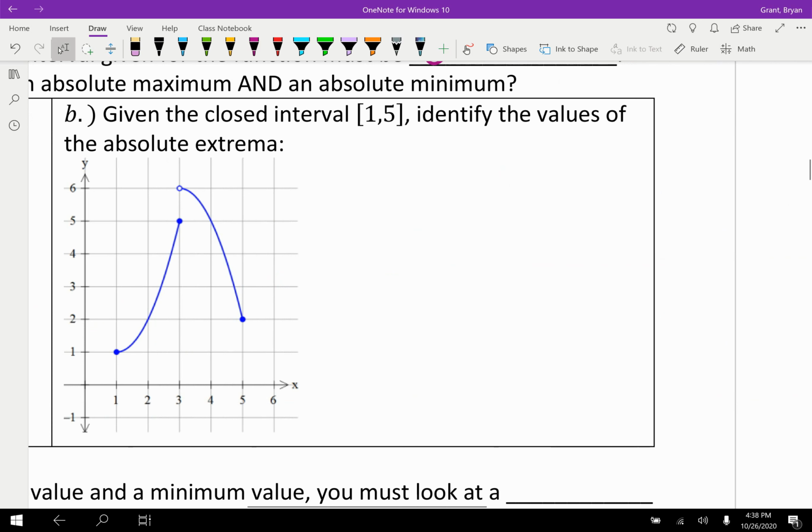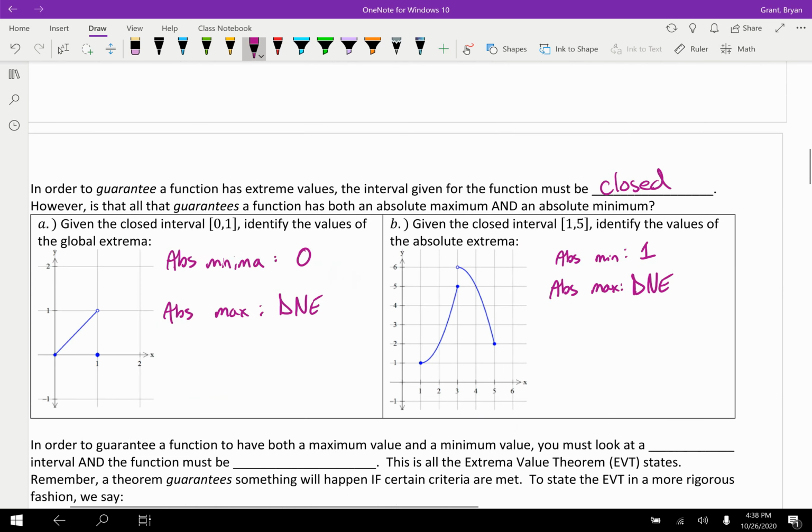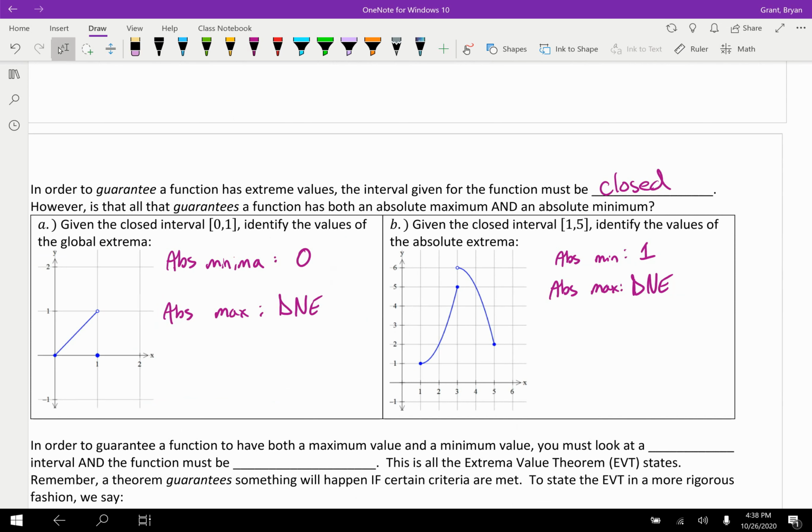So let's go ahead and take a look at this last one and see if we can really put this into words. So we're looking for the absolute min and the absolute max. Well, lowest point, that's down here. Absolute min is 1. Absolute max, not here because we get higher than that. Oh, no absolute max. So what broke down? How come having a closed interval didn't guarantee that there'd be extreme values? There was certainly a min on each of them, but there were no absolute maxes.